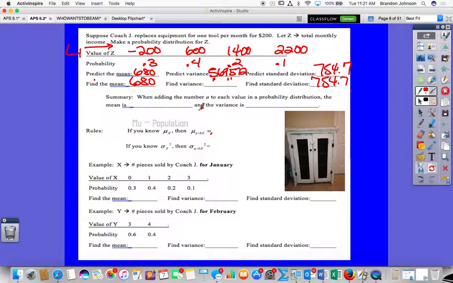So when adding the number A to each value in a probability distribution, the mean is what? The same. Good. Or hold up, no, it's increased or decreased by A. Subtracted or added, right? Let me see what I've got in the notes. It's increased or decreased by A. Okay, Mary Martha, what about the variance? You said it. The same. Good. It is the same.